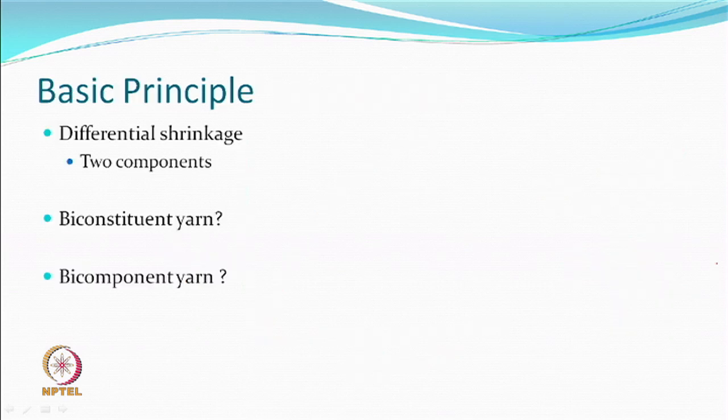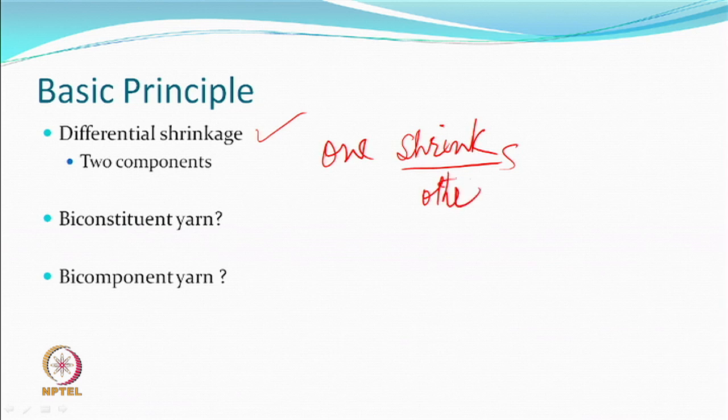The principle that it uses to produce it is called differential shrinkage. That means there are two components in the yarn, one shrinks, the other does not. One component shrinks and the other does not. So, if this happens, you get bulk.